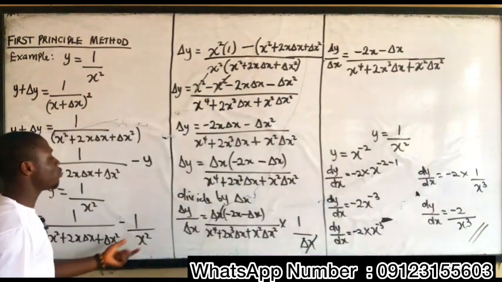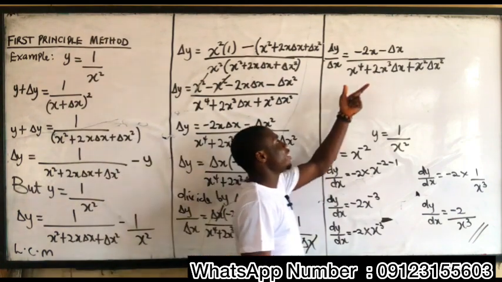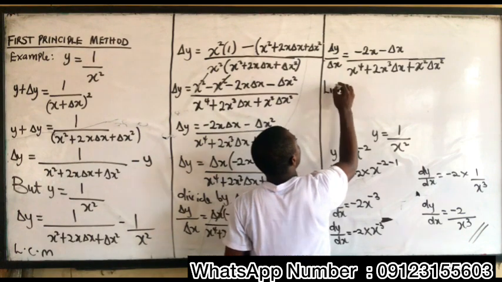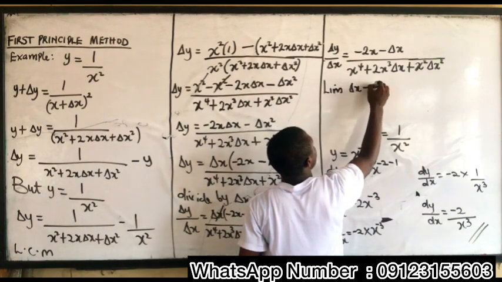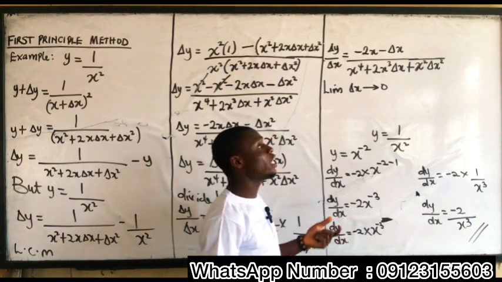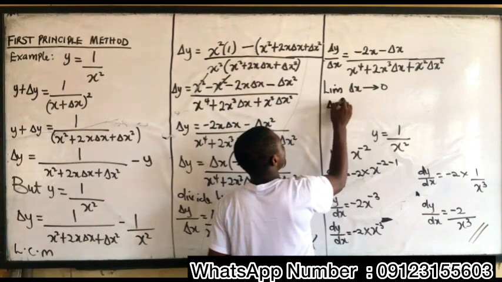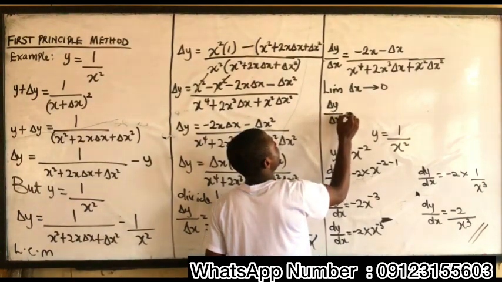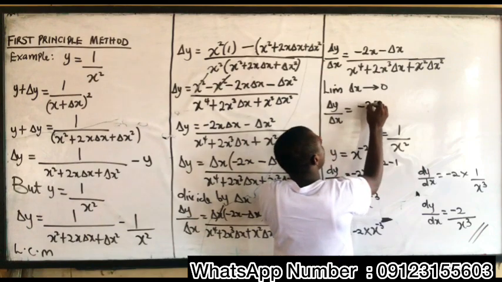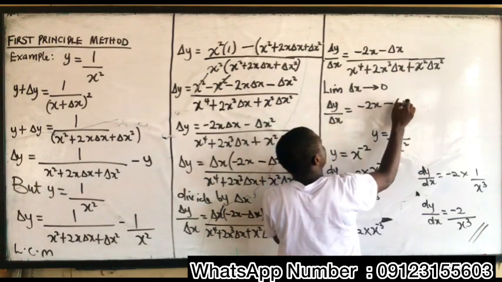So after dividing through by change in x, you are still left with a change in x. What do you do? You take the limit of change in x to 0. It simply means, in layman's language, that anywhere I see change in x, I put 0. So I have change in y over change in x equal to minus 2x minus, change in x is now 0.